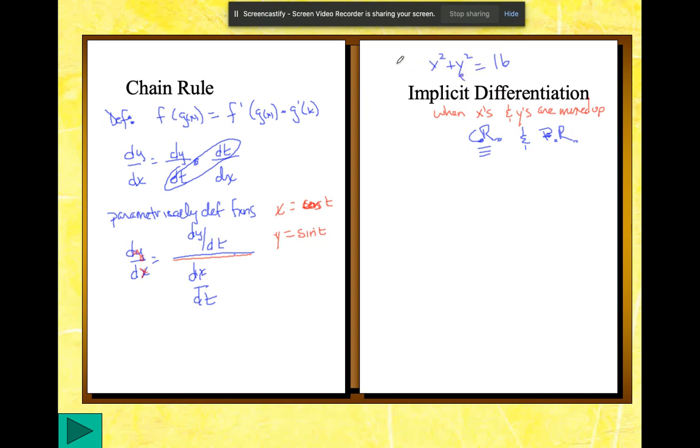But if I gave you x squared minus xy plus y squared is equal to 16, you have to use the chain rule here on this y, and you also have to use the product rule because x and y are multiplied together.